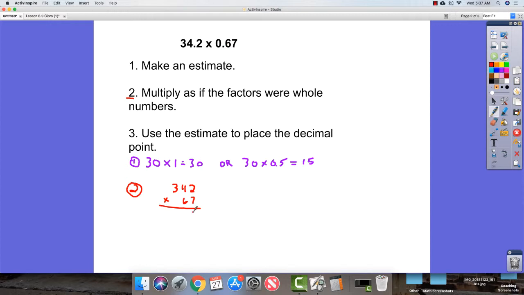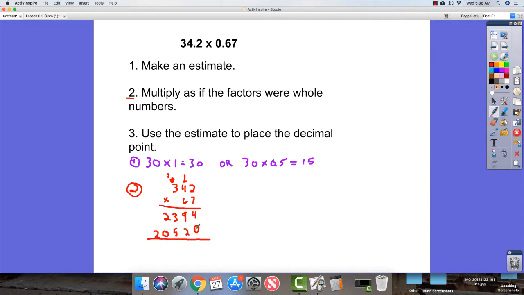7 times 2 is 14. 7 times 4 is 28, plus 1 is 29. Regroup my 2 over here. 7 times 3 is 21, plus 2 is 23. I'm going to cross out everything that I used to borrow. Append 0 here. 6 times 2 is 12. 6 times 4 is 24, plus 1 is 25. 6 times 3 is 18, plus 2 is 20.